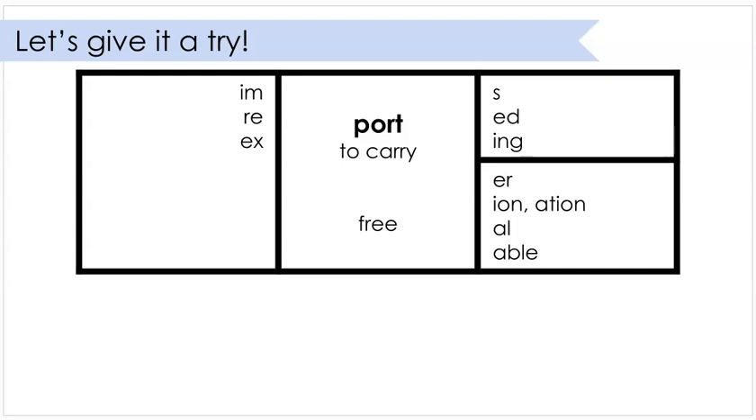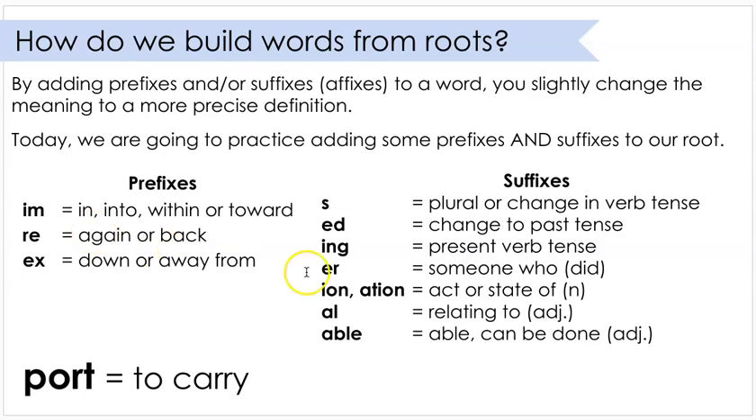So again, this is how it might look with the morpheme matrix. You may have seen one of these before. If not, that's what this is. Our prefixes go here. Our root word goes here. And our suffixes go here. And we're going to use these. Of course, it means it's free, and this means to carry. Now, I put all these here because you have to know what these mean to create the words.